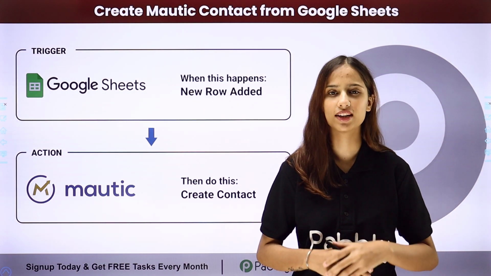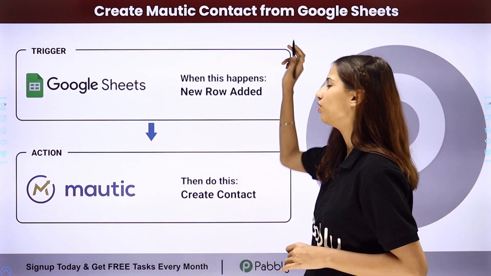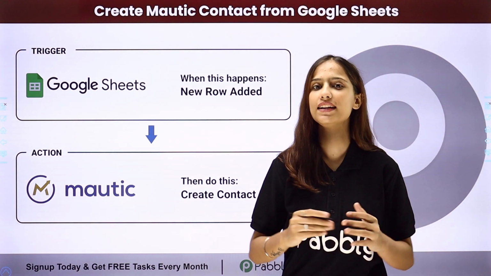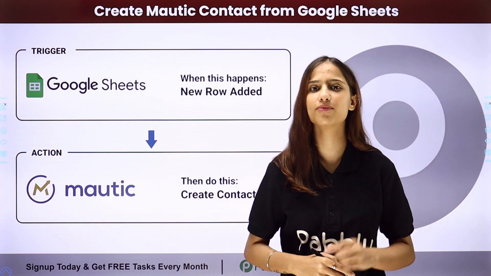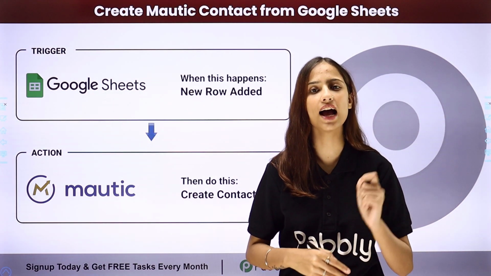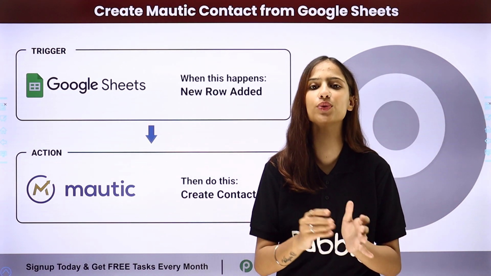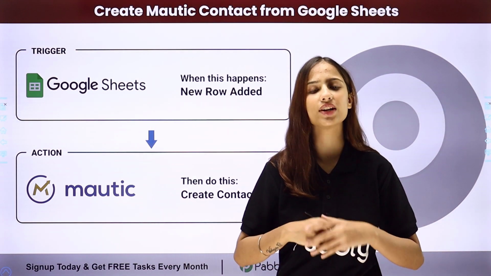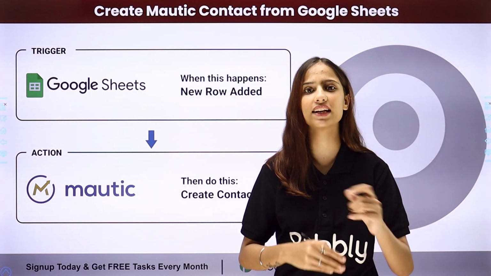So in today's video we will understand how to create a Mautic contact from Google Sheets. Let's say that I maintain the details of my clients in a Google Sheet. My objective is that whenever I add new client details in a new row in Google Sheets, then I wish to create the same client as a contact in Mautic.